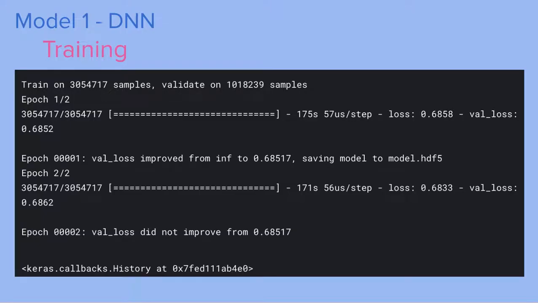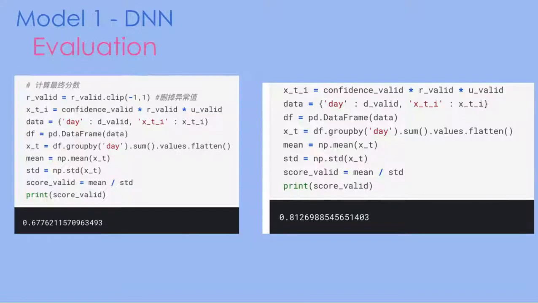It took 3 minutes to train one epoch. After running it a few times, we decided to use 2 epochs for efficiency. The final score is around 0.67, and after doing some preprocessing, we got an improvement to 0.8.